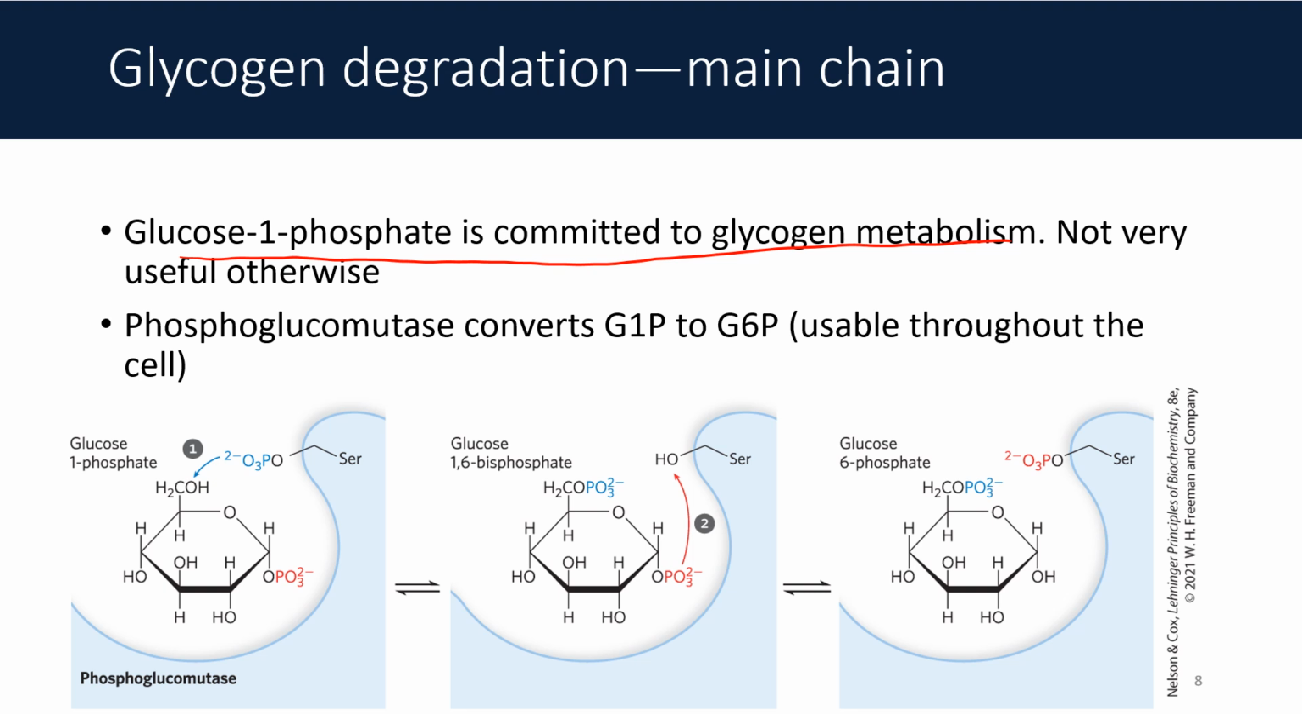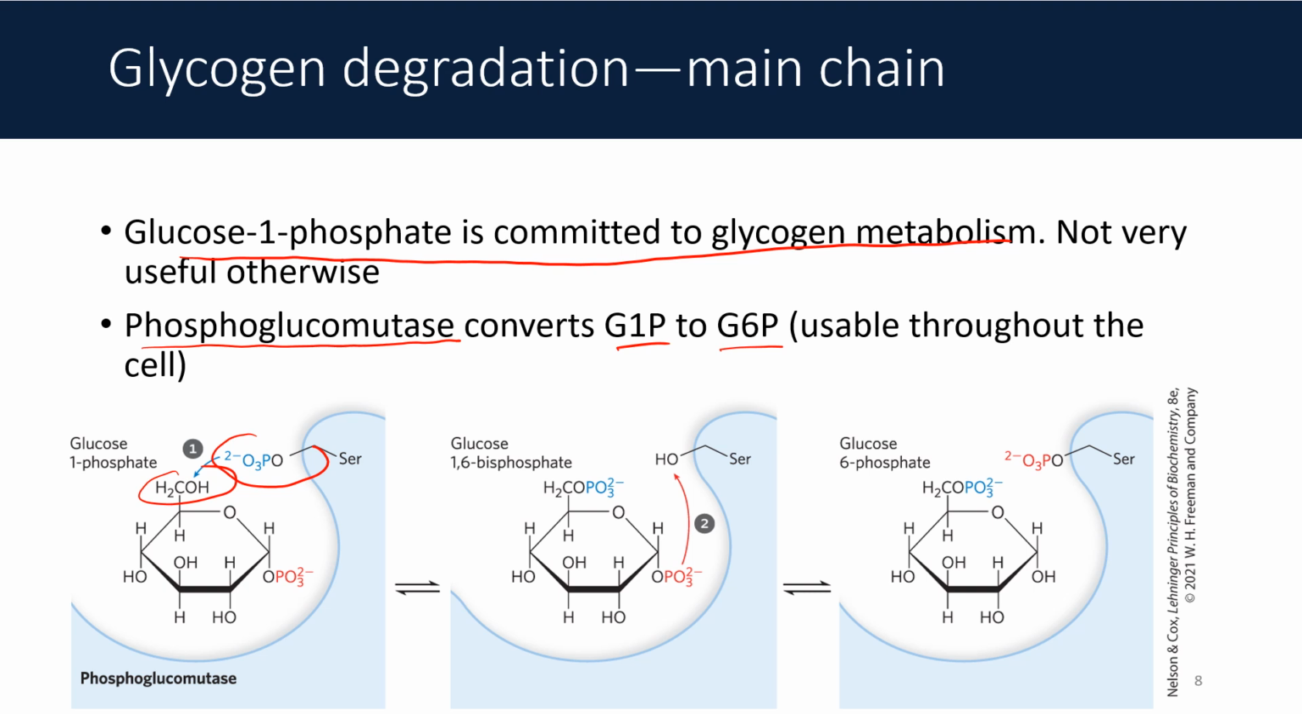So we can recruit another enzyme called phosphoglucomutase, which will convert G1P to G6P. And that G6P is usable throughout the cell. It is a more promiscuous version of phosphoglucose. The mechanism is fairly simple. We begin with a phosphorylated active site serine, and it will transfer its phosphate group to C6, specifically the hydroxyl on C6.